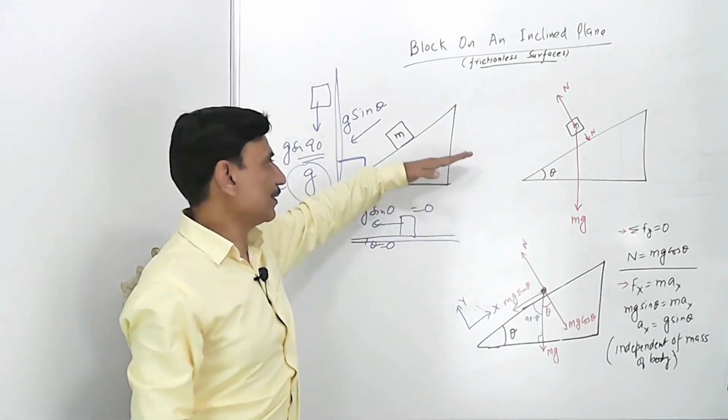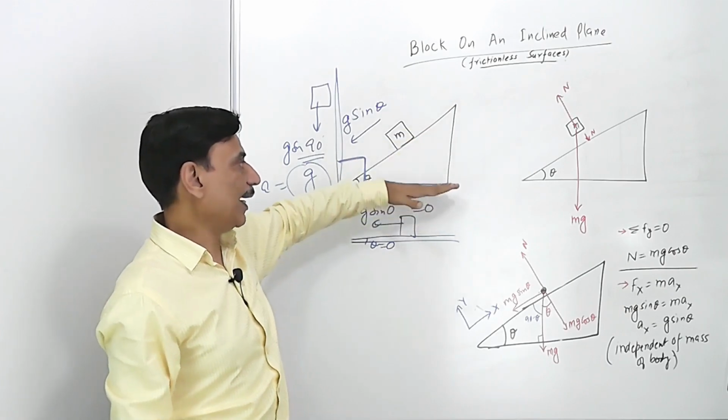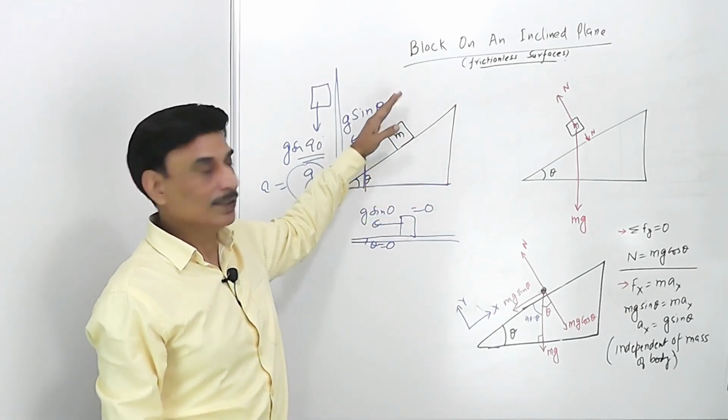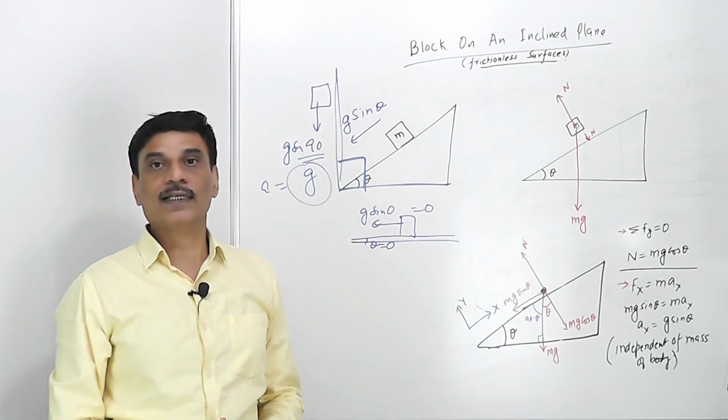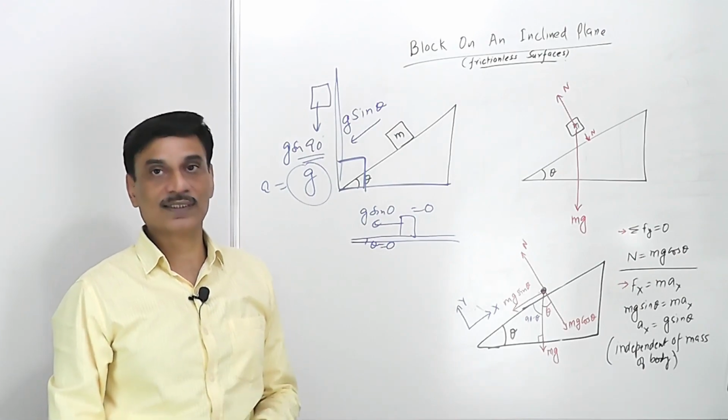So as you increase the angle on a frictionless surface, the acceleration down the plane keeps on increasing and its value is g sin theta.